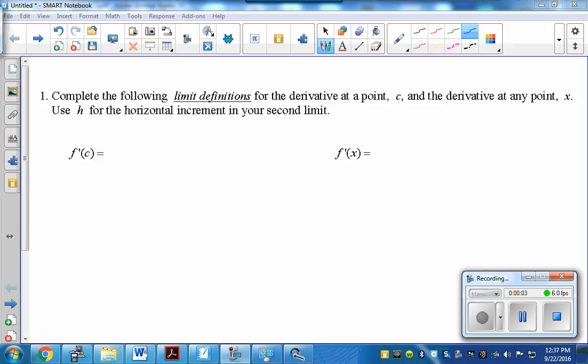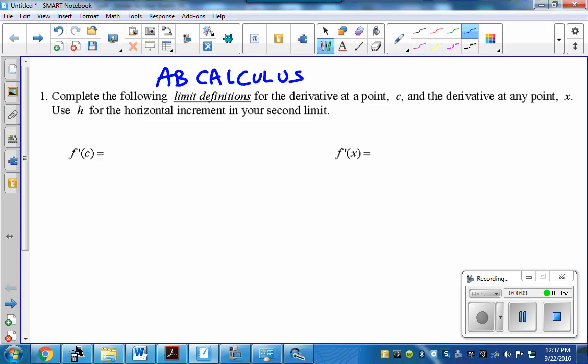AP Calculus, this was your quiz for today. The solutions are on your class page, but I want to talk about each of these. Question 1, you needed to know the definitions. And these are things that you have to just memorize.